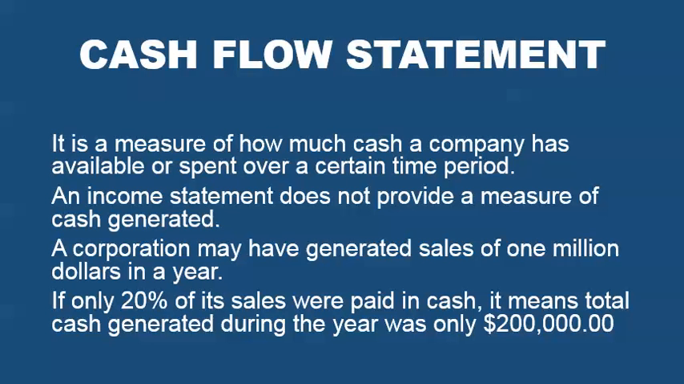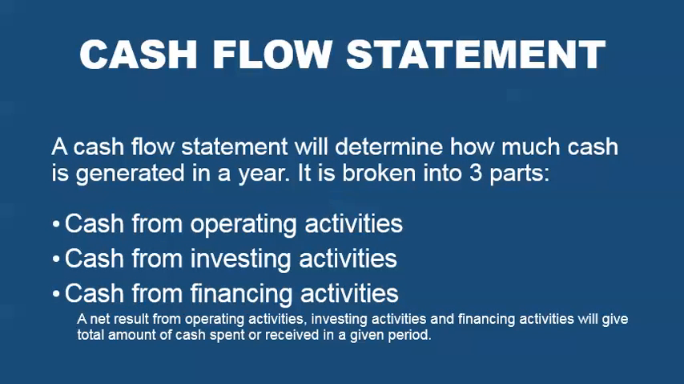A corporation may have generated sales of $1 million in a year. If only 20% of its sales were paid in cash, it means total cash generated during the year was only $200,000. A cash flow statement will determine how much cash is generated in a year.